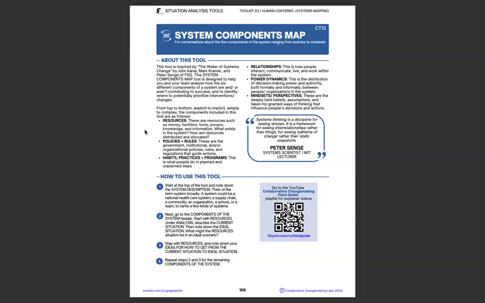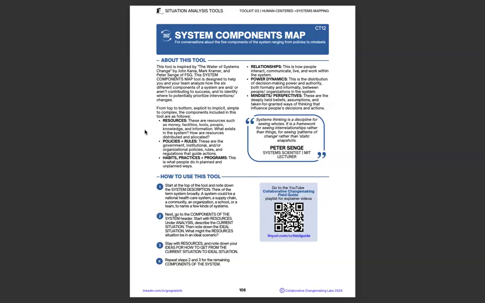Habits, practices, and programs. This is what people do in planned and unplanned ways. So what are these within the system? Relationships. This is how people interact, communicate, live, and work within the system. Power dynamics. This is the distribution of decision-making power and authority, both formally and informally. Oftentimes it is informal between people and organizations in the system.